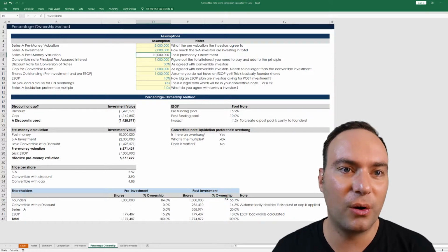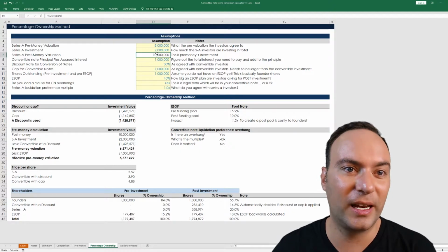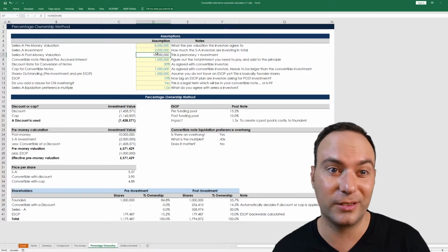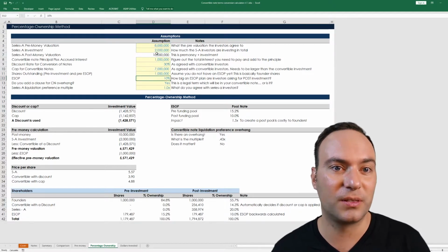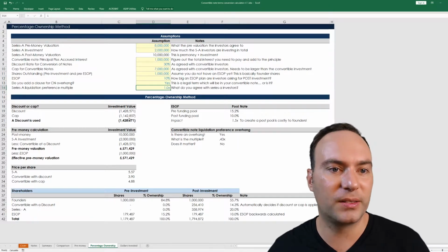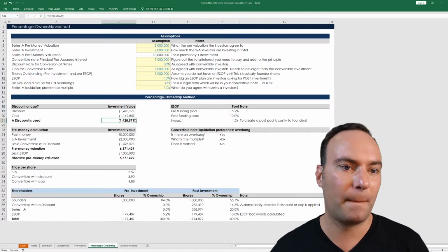Now, for the percentage ownership method, we just take the math as you would normally assume it to be. It's simply 8 plus 2 gets you to 10. All the assumptions are exactly the same as we had previously. Under this basis, the discount is again attractive to the convertible note holders. We can see that the investment value is always the same in each case for them.